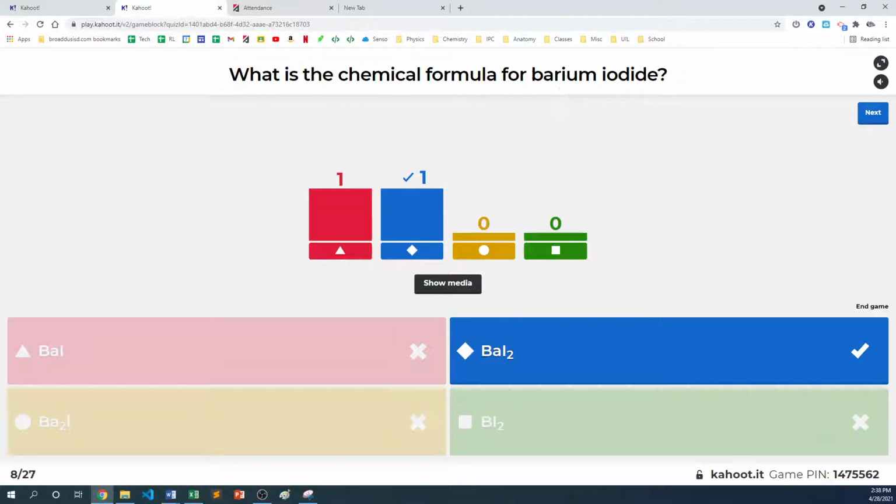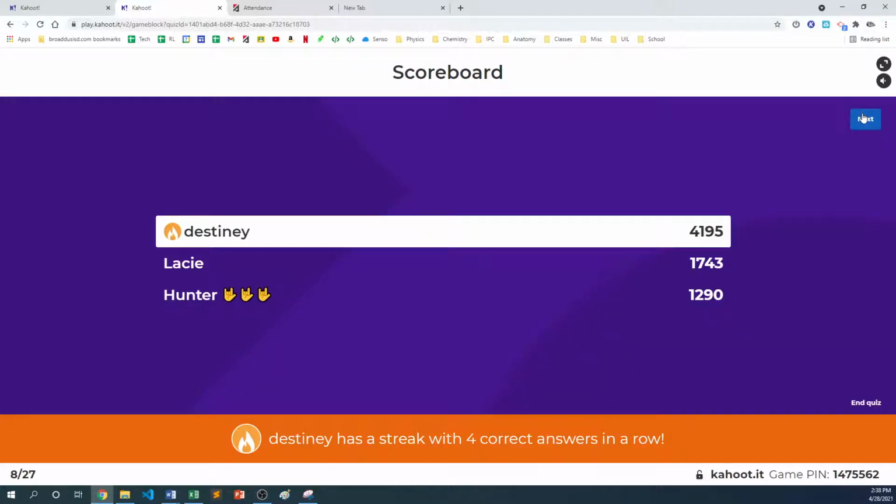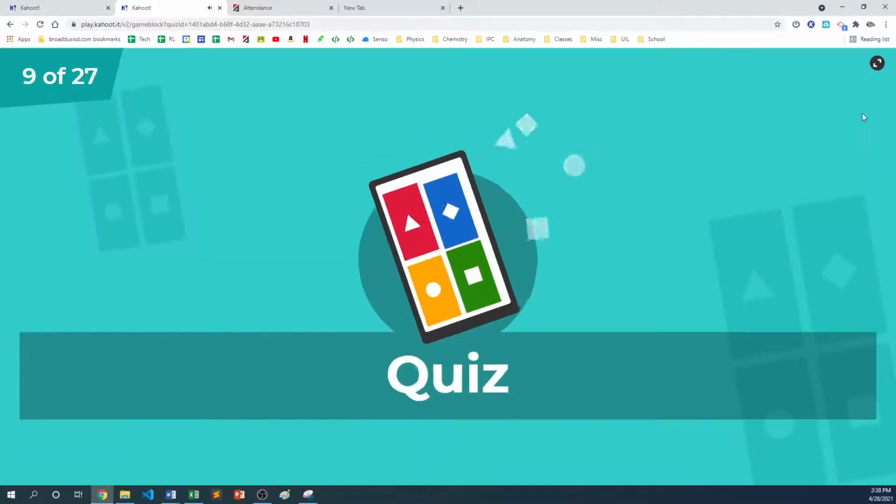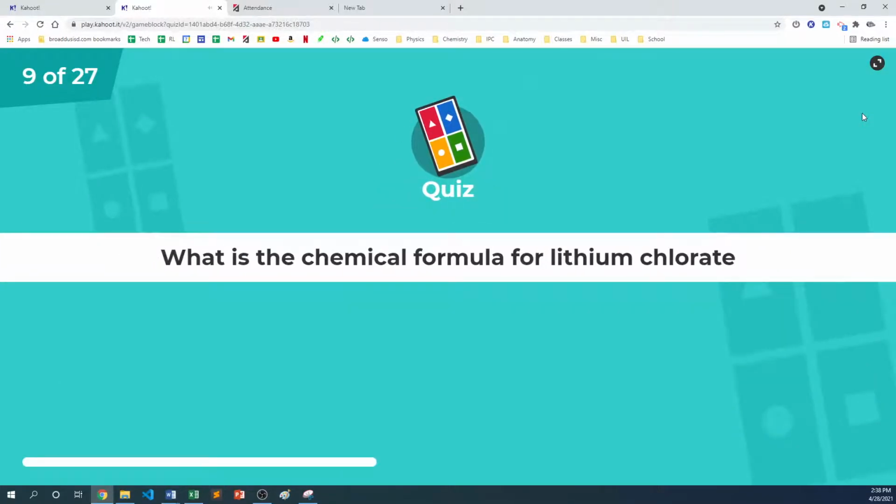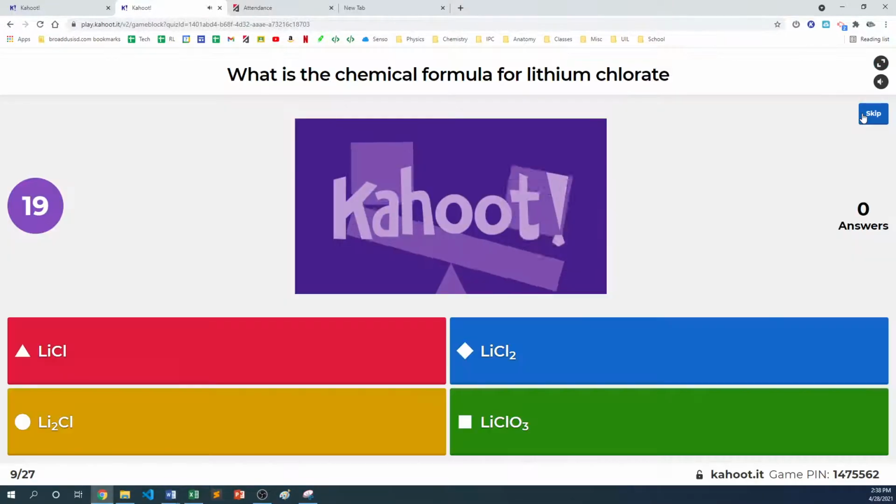So barium is +2. Iodide, the ion of iodine, is -1. So we need 2 iodide ions to counteract the +2 charge here. 2 times -1 will counteract the +2, so it's BaI2. What about this one?